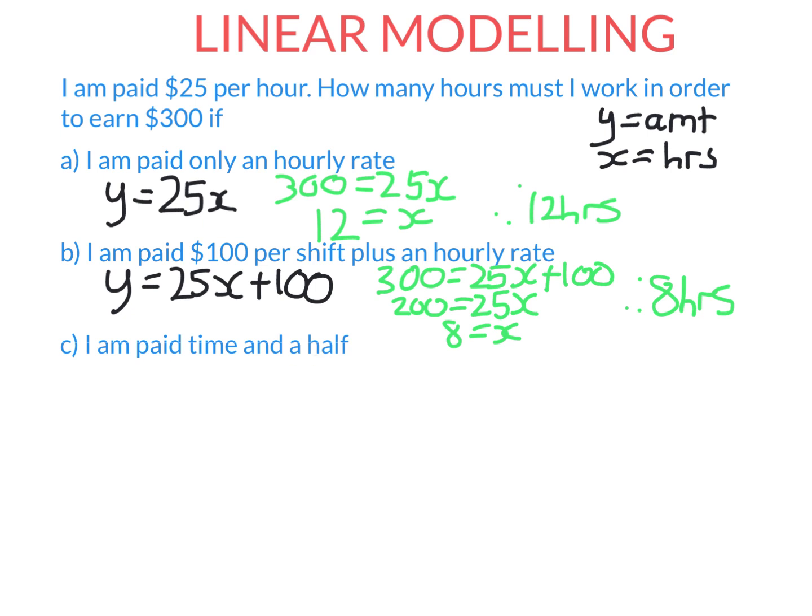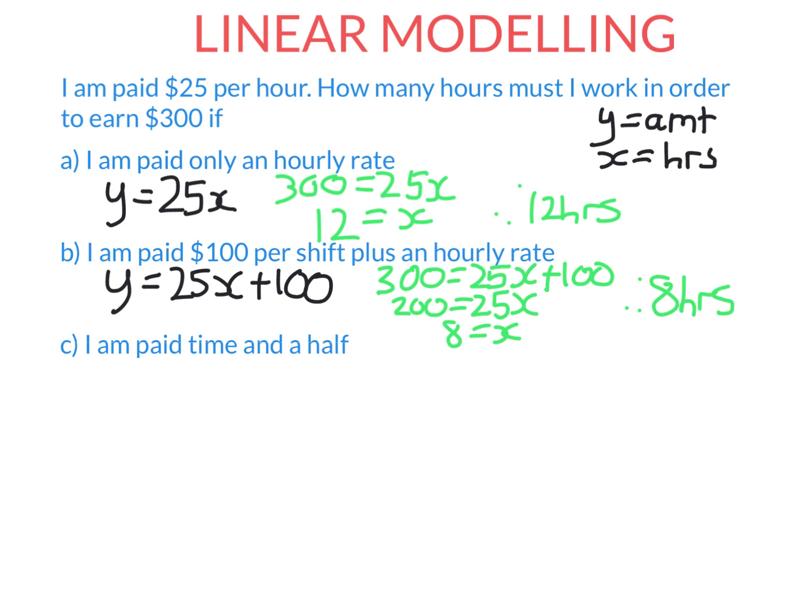So what if I am paid time and a half? If you haven't heard of that before, sometimes you get what's called penalty rates if you work at certain times, like sometimes it's a Saturday or a Sunday or a public holiday. Sometimes you get penalty rates if you work, say, more than 12, 13 hours a day or whatever. Sometimes the penalty rate is time and a half. That means for each hour you work, you actually get paid for an hour and a half.